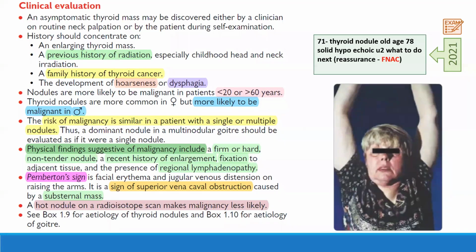But if the nodule is long-standing, for example for 20 years with no other suspicious feature, I will go to reassurance. But if it is a recent nodule in an elderly patient and U2, I will go to fine needle aspiration cytology. Yes, solid hypoechoic. But if it is solid and hypoechoic, Dr. Hana, and has been there for a very long duration with no change in size and no change in other features, in this situation I will reassure. But if they mention a recent hypoechoic U2 nodule in an elderly patient, I will go to fine needle aspiration biopsy because the risk of malignancy is increased in this age group.